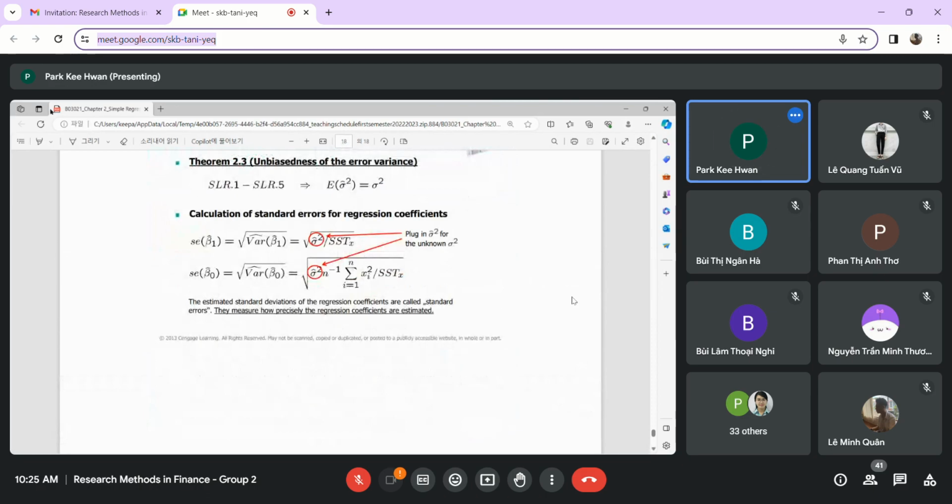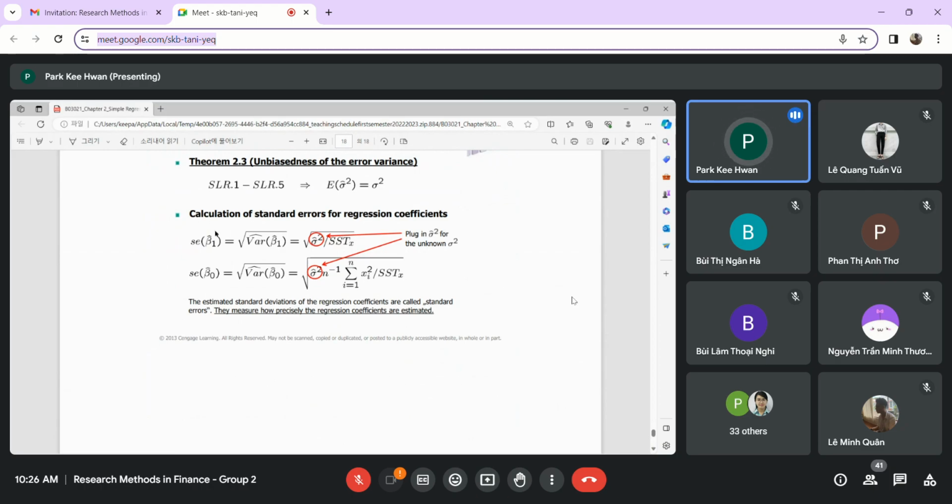So by dividing by n minus 2, that estimate will be unbiased, meaning the mean of that will be equal to the population parameter. Unbiased means that when the mean of the estimator is equal to the population parameter, we say the estimator is unbiased.